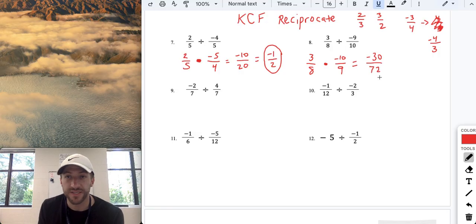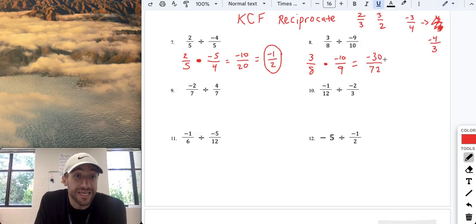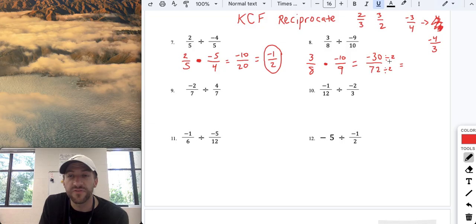This is one of those other problems. It's kind of hard to see what the greatest common factor here would be. I know they're both even. I know no matter what, I can divide them both by 2. It might take me a few steps, but that's okay. Negative 30 divided by 2 gives me negative 15. 72 divided by 2, let's see, what's half of 72? It's going to be 36.